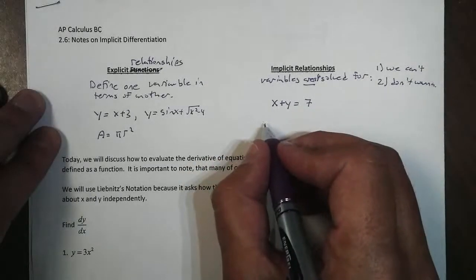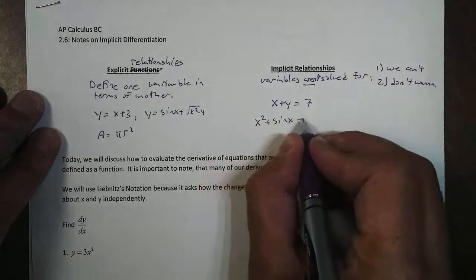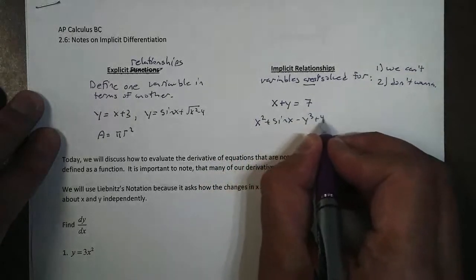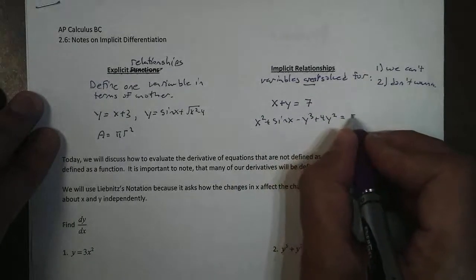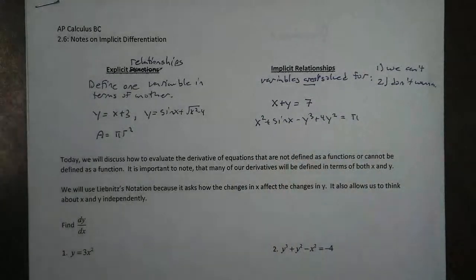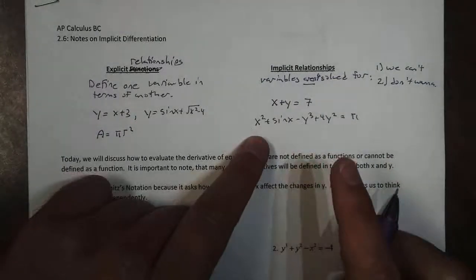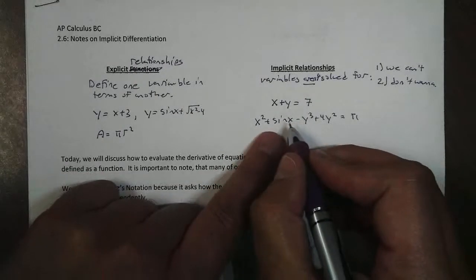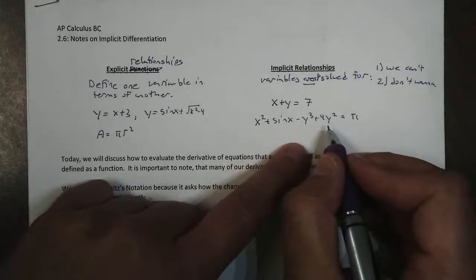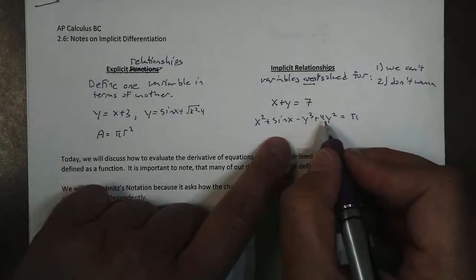Other examples could be x squared plus sine x minus y cubed plus 4y squared equal to, I don't know, pi. I'm just making this up as I go along. So this is an example of an implicit relationship. What I want you to notice is to try solving for y here, or try solving for x in terms of the other variable. It ain't going to happen. You can't solve this one.